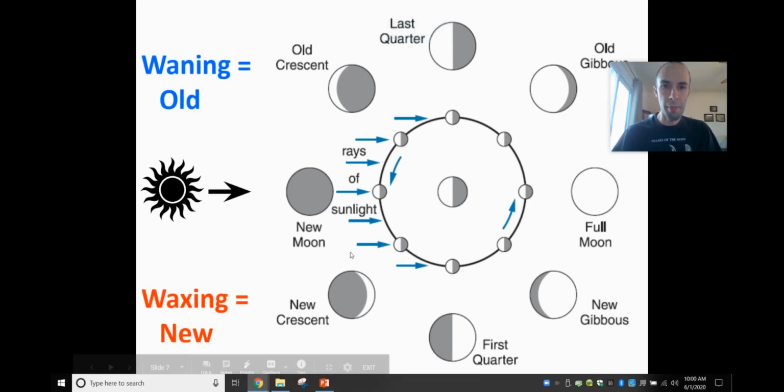Notice in this diagram, it's kind of reverse of what we were just looking at. Now the sun is on this side, and it changes the order of things. In this case, it's the new moon over here on the left, and the full moon's on the right. So you just always look for where the sun is located. It's going to change your diagram slightly, okay? So again, these are all waxing. Waxing getting brighter and waning getting dimmer.